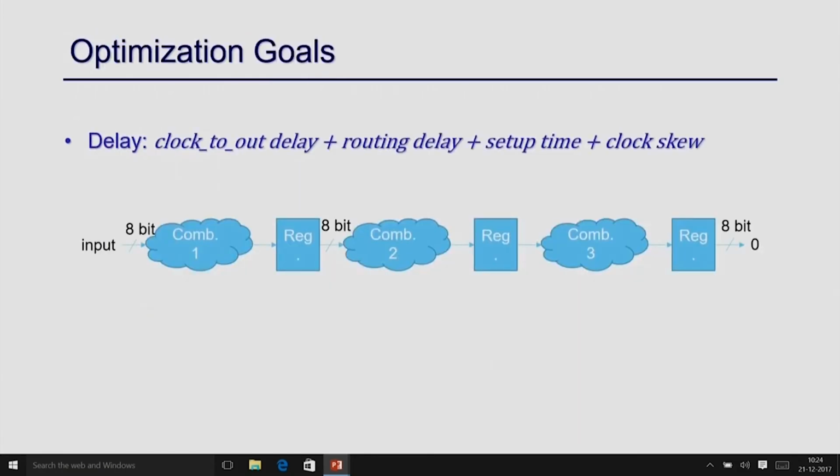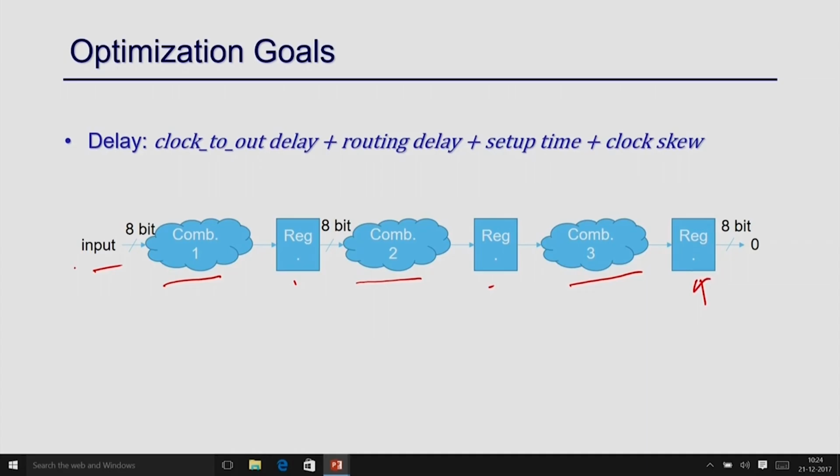Let us take an example to understand this. Suppose this is my circuit. There is a combinational unit here. Input is coming in, some combinational circuits are here, then there are registers, then there is another combinational circuit which processes this data and the output is stored in these registers, and again this combinational unit, and then the final result is stored in this register.